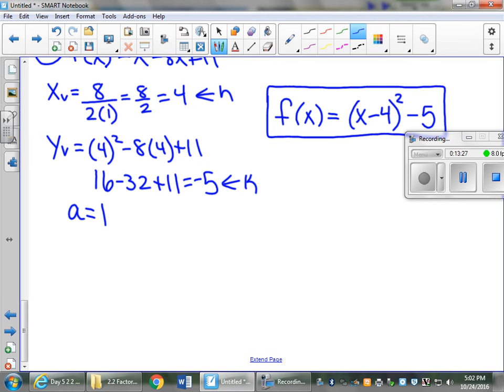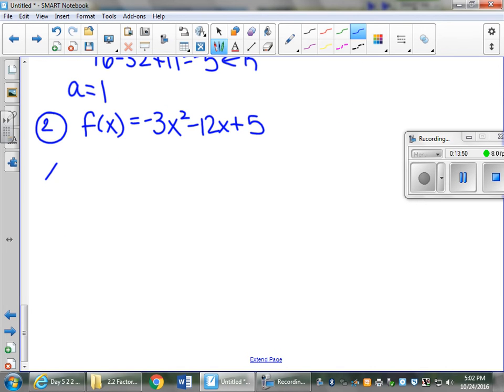So want to do vertex form? You've got to get the vertex to use for your h and your k. You guys are going to try this one on your own. Go ahead and hit pause and try that one, and then check your answer with mine.